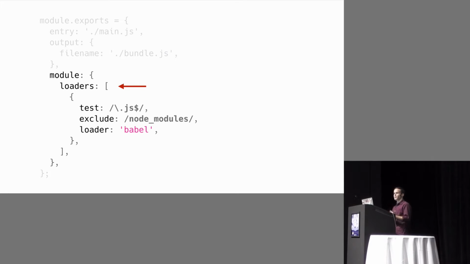So inside this array, we'll have objects. And they'll typically have two properties, usually test and loader. This one's going to have three. But test is just going to be a regular expression. And that's just going to test every filename, every dependency that Webpack can encounter. And in this case, we're using .js. We're saying if it's a JavaScript file, then go ahead and process it.